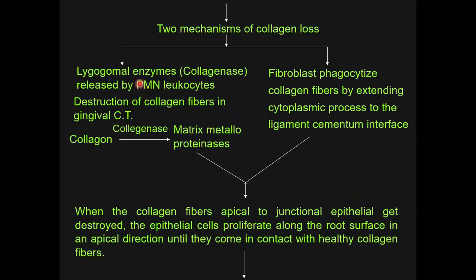One is the presence of lysosomal enzymes like collagenase, which is released by PMN leukocytes, which leads to destruction of collagen fibers in gingival connective tissue. And the other is that fibroblasts directly phagocytose collagen fibers by extending cytoplasmic processes to the ligament system interface. Both these processes lead to the destruction of the collagen fibers which are present apical to the junctional epithelium, leading to the movement of the junctional epithelium in an apical direction until they come in contact with the healthy collagen fibers.